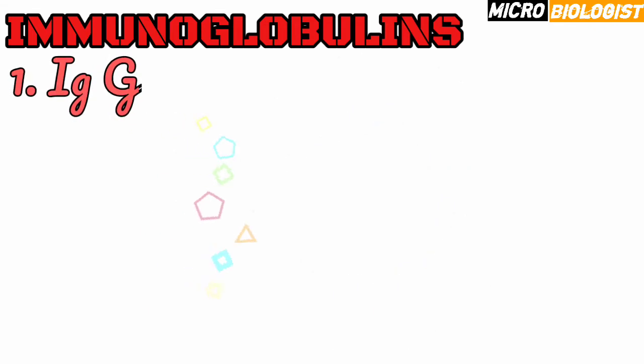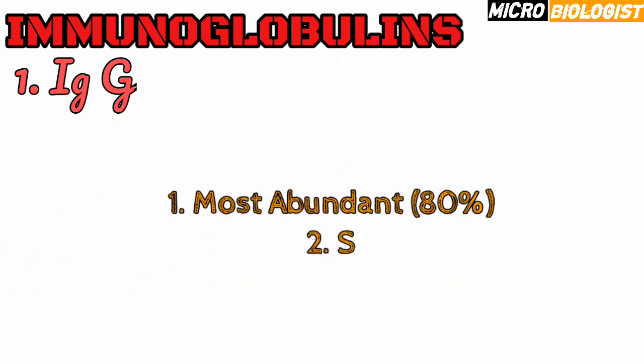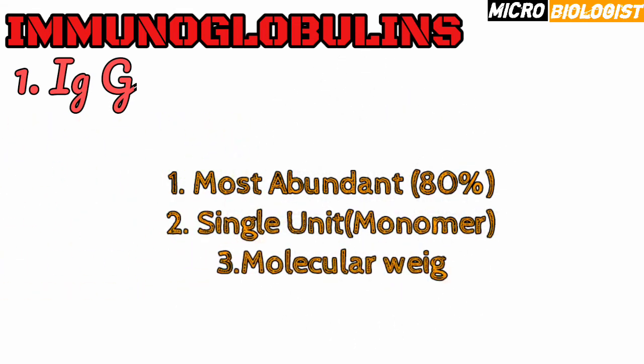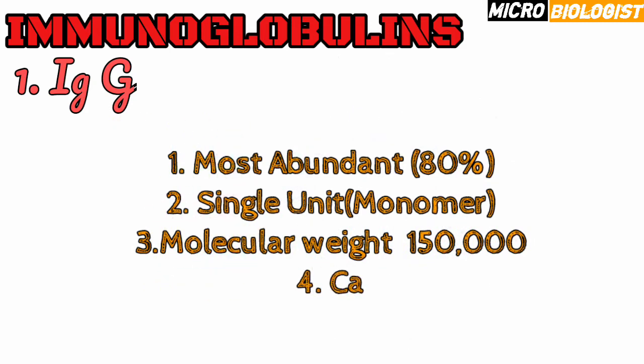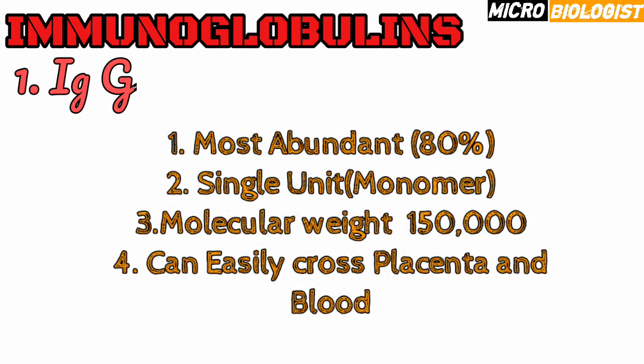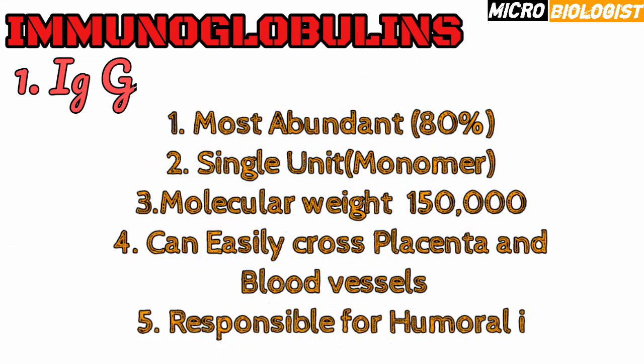First type is the IgG. If you look at the characteristics of IgG, this is the most abundant, and 80% of immunoglobulin is present in our body. Next, this is a single unit, meaning it is a monomer type of immunoglobulin. Next, its molecular weight is 150,000, and it can easily cross blood vessels and the placenta.